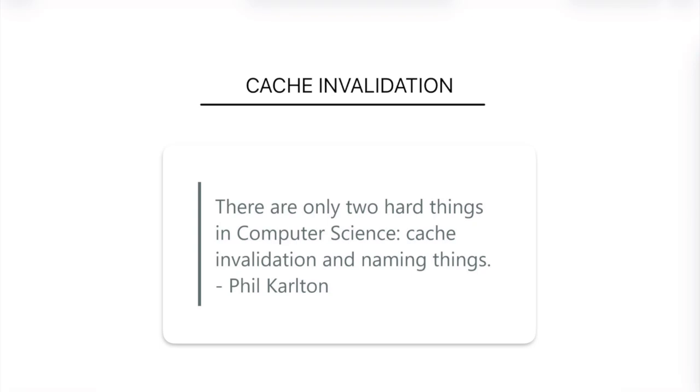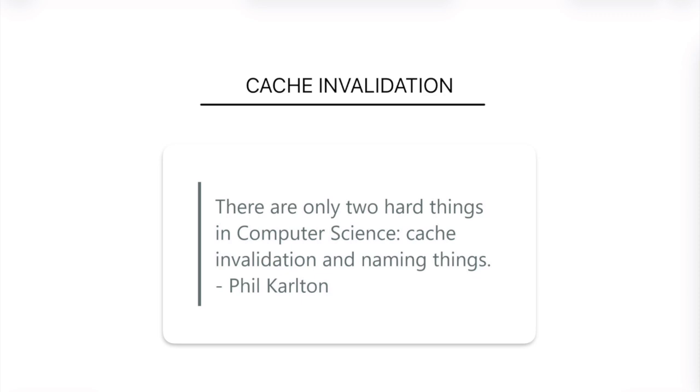Now, let's begin with cache invalidation. This is going to be the hardest part of caching. This is a famous quote by Phil Karlton that there are only two hard things in computer science: cache invalidation and naming things. This is a joke, but it's also completely true. Cache invalidation is genuinely hard.